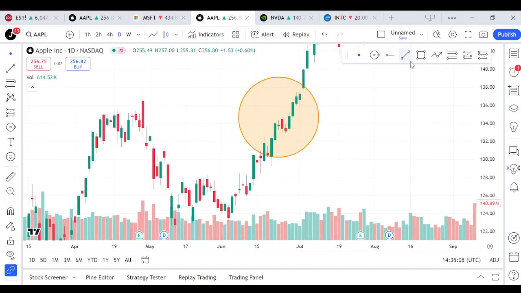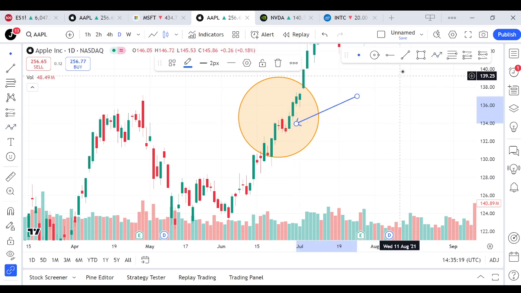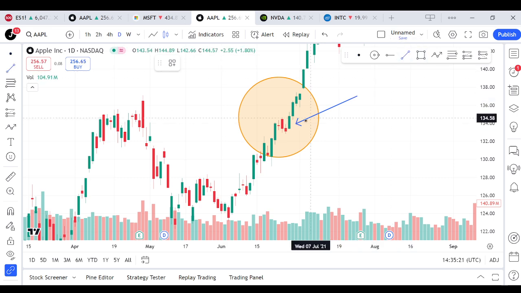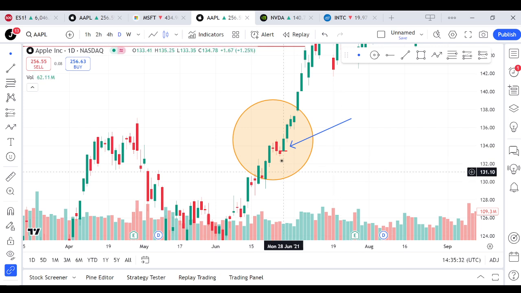And then we have the first candle, which is a bearish candle, followed by the next candle, which is a bullish candle. Now you can see the bullish candle's open is very close to the first candle's open, and this signifies a separating lines candlestick pattern, and we should be looking to buy.